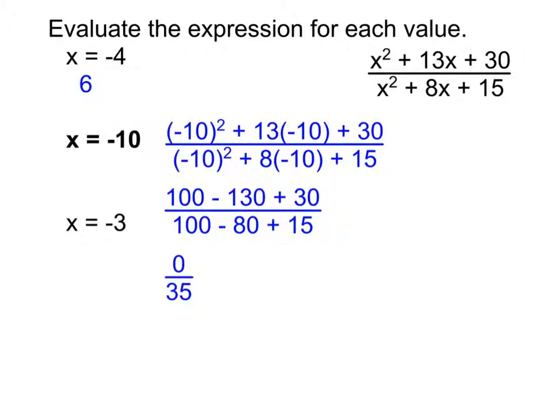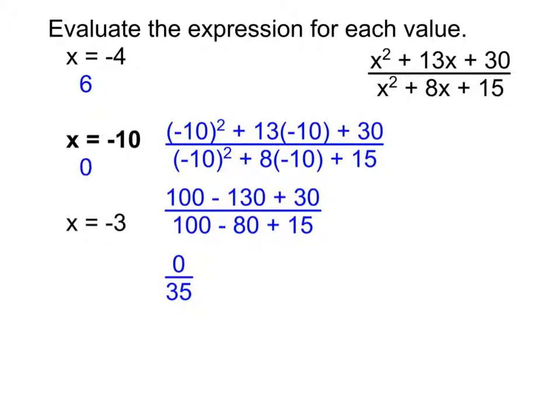Now in this case, as we worked it all the way through, we ended up with 0 over 35. Can we do 0 divided by 35? Is that allowed? Yes. 0 divided by a number is the one that we're allowed to do. It's the number divided by 0 that we're not allowed to do.